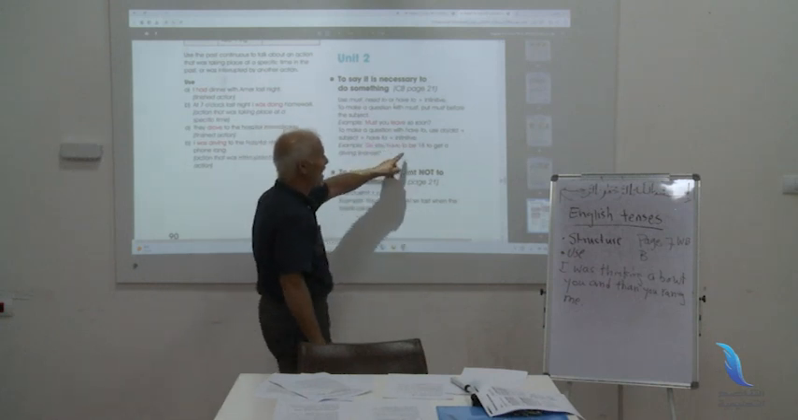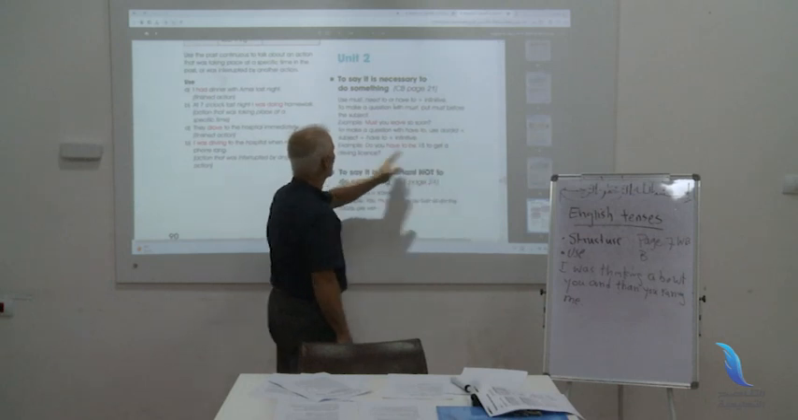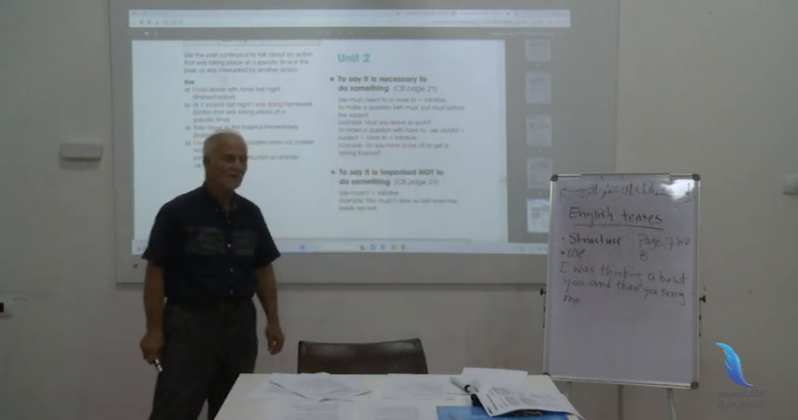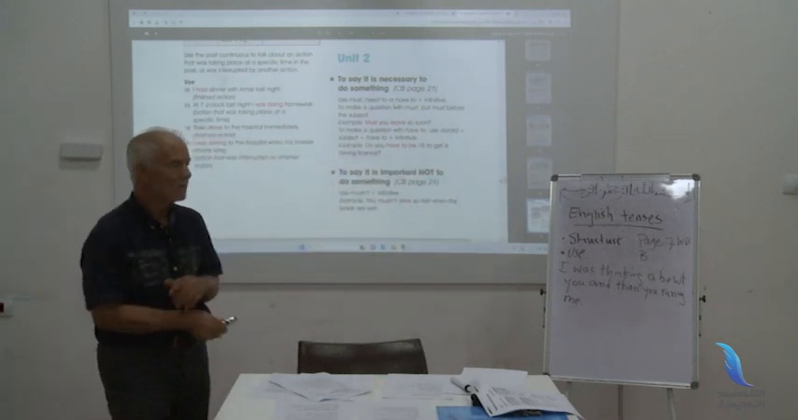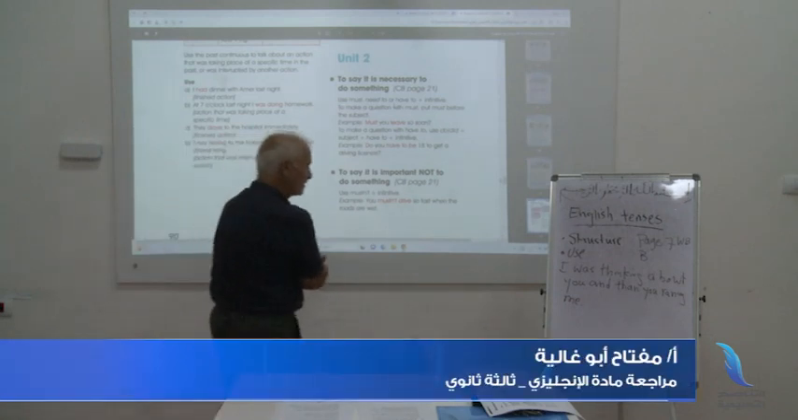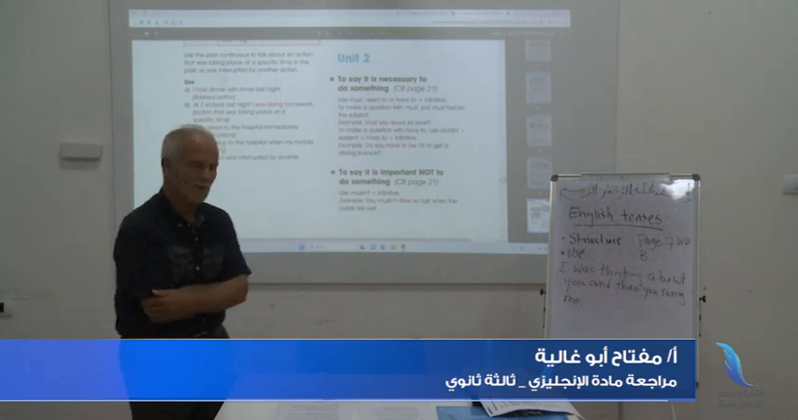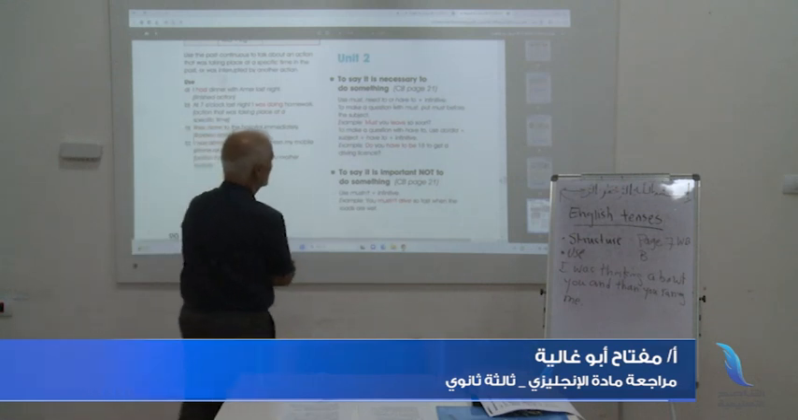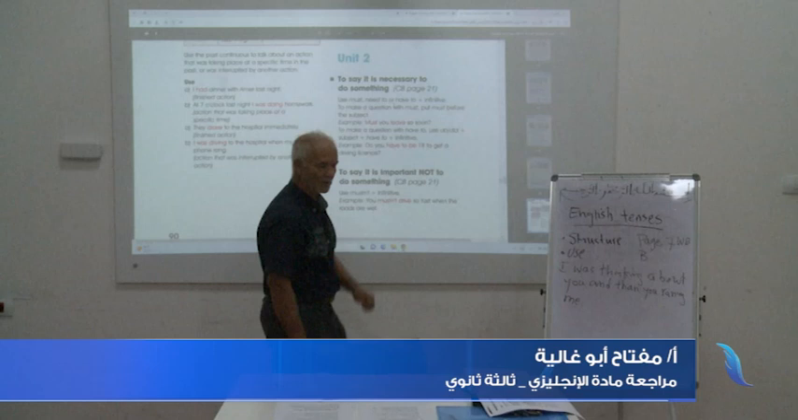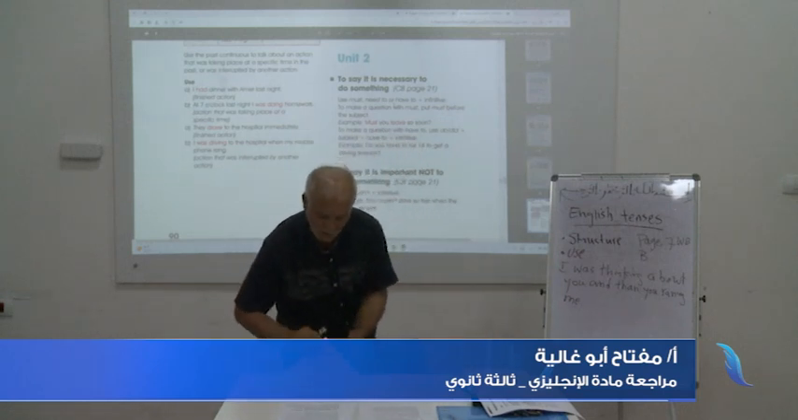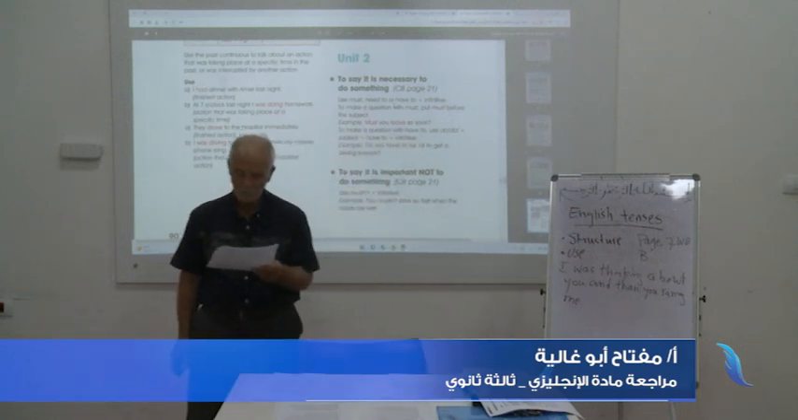Example: do you have to be 18 to get a driving license? Do you have to be 18? (Arabic: You have to be 18 years old to get a driving license.) Okay, so this is how to use "used to" with past simple.